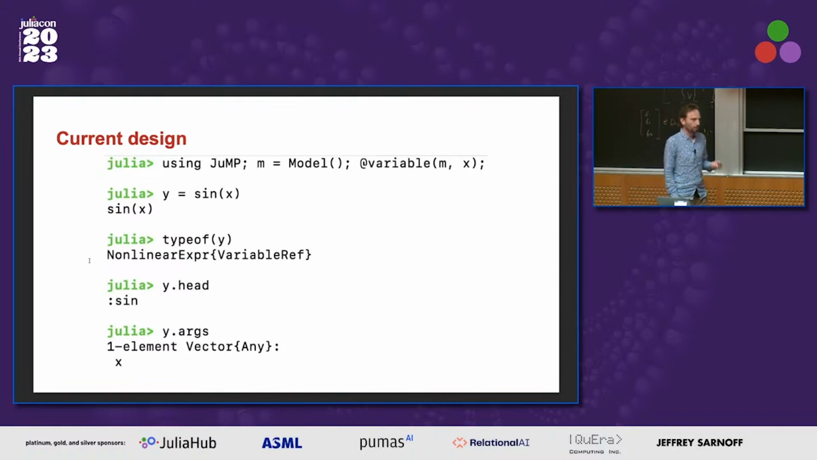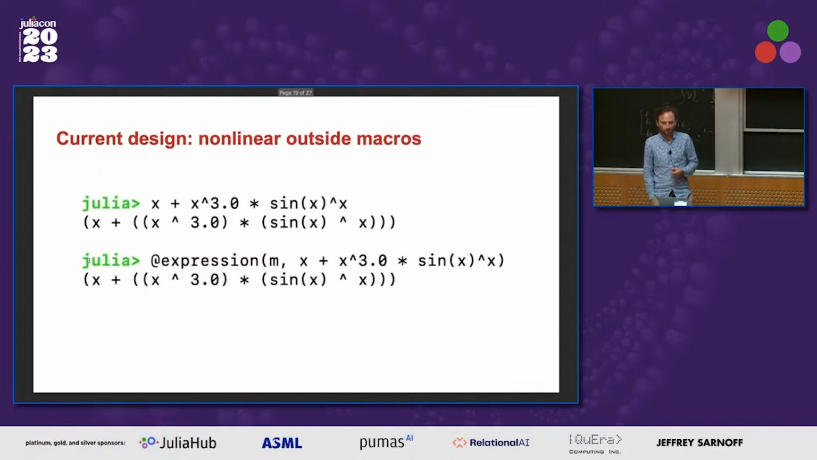Thinking back to all of the problems that Los Alamos had with the current syntax, how do these translate to the new nonlinear expression object? One thing is that you can build up these nonlinear expressions outside of macros. So in the REPL, I can just write down x plus x cubed times sin of x to the x. And I can write down the same thing inside a macro, and now there's kind of no difference. So I no longer need to use the @NLexpression macro to build nonlinear expressions. I can either build them in macros or outside of macros.